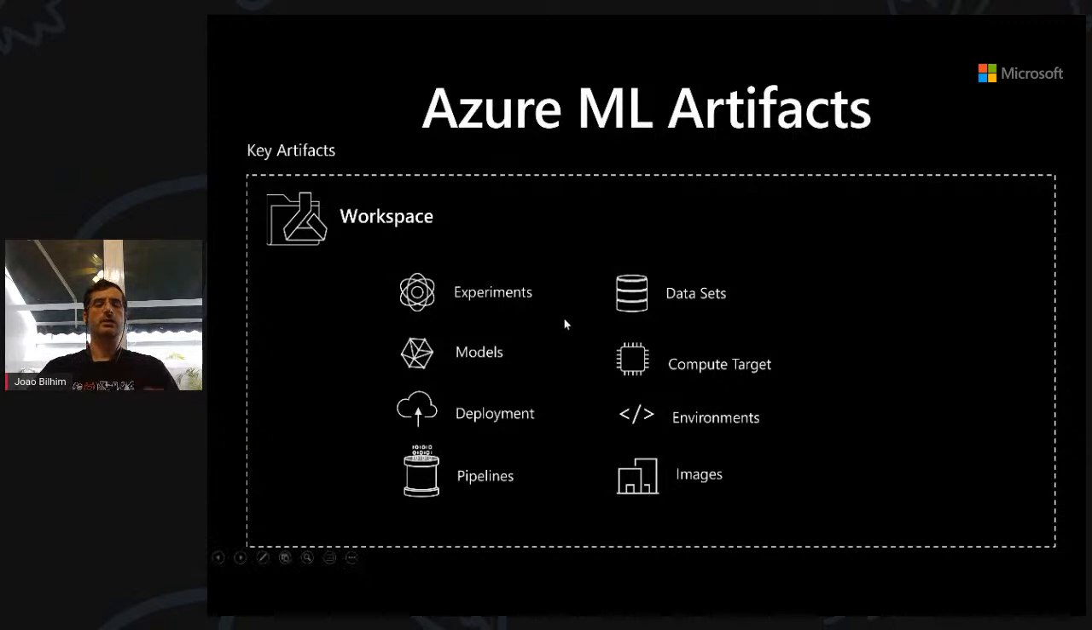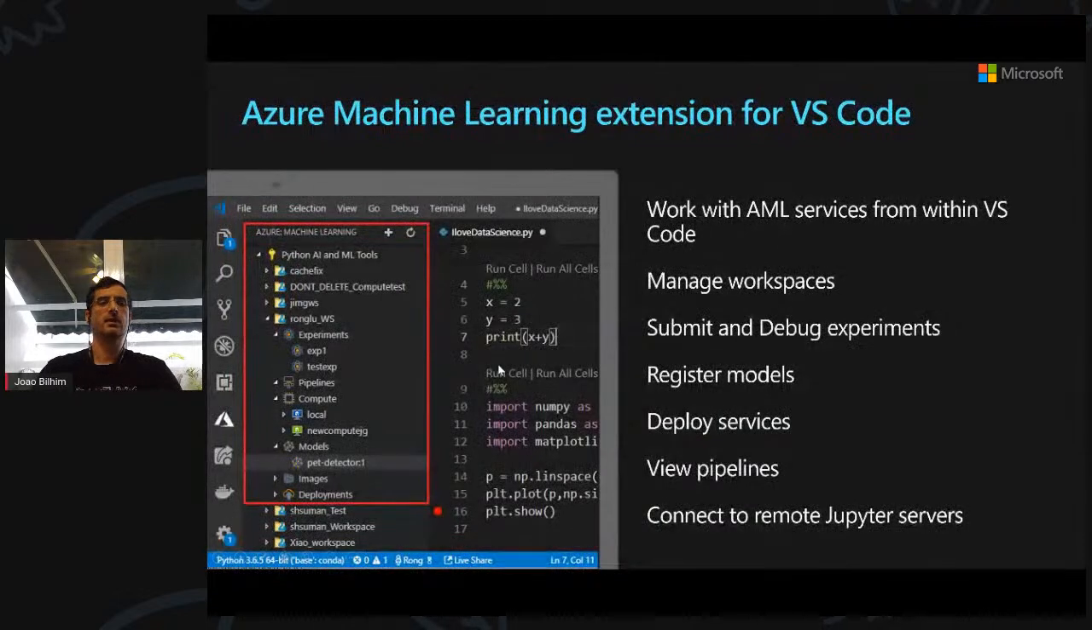Pipelines. Imagine a scenario where you're doing the model building, then you're training, then you're doing hyperparameter tuning, then you're picking the best model, then you're deploying on a web service. You can chain all of these different tasks into a pipeline. Deployment, obviously deployment on containers, on the edge, on an AKS cluster, and obviously the models themselves.